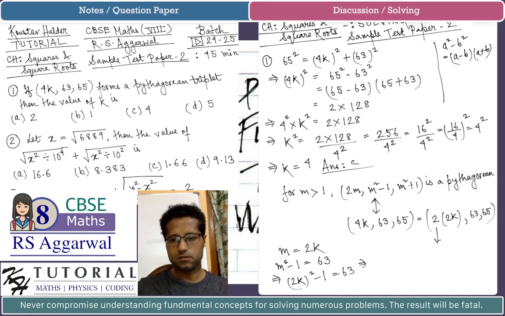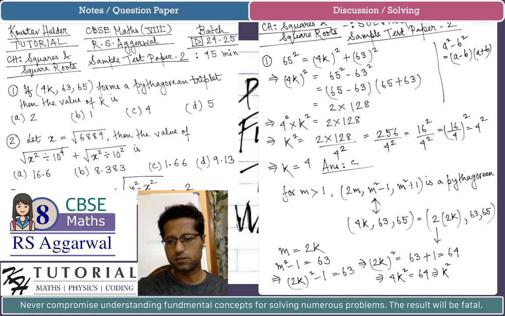This implies 2k square will be equal to 63 plus 1, which is 64. This implies 4k square equals 64. This implies k square is equal to 64 by 4, which is 16. This implies k equals 4.